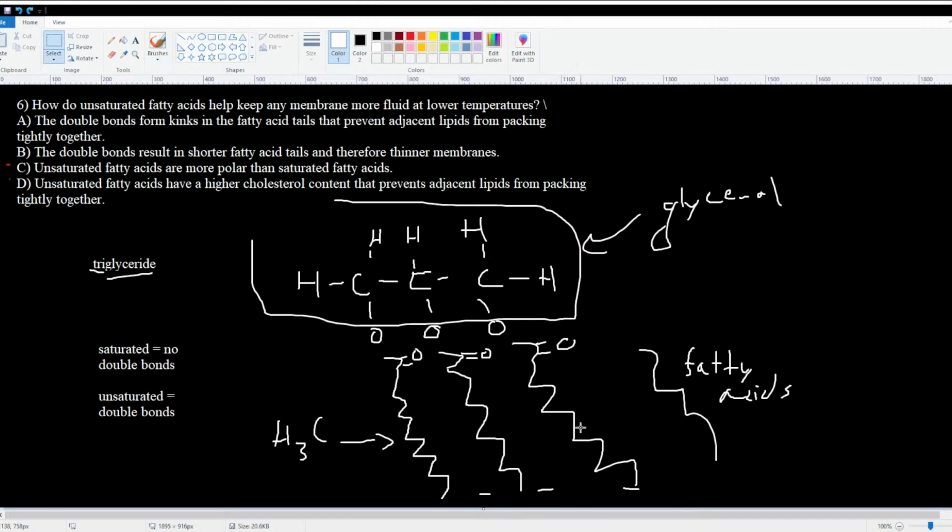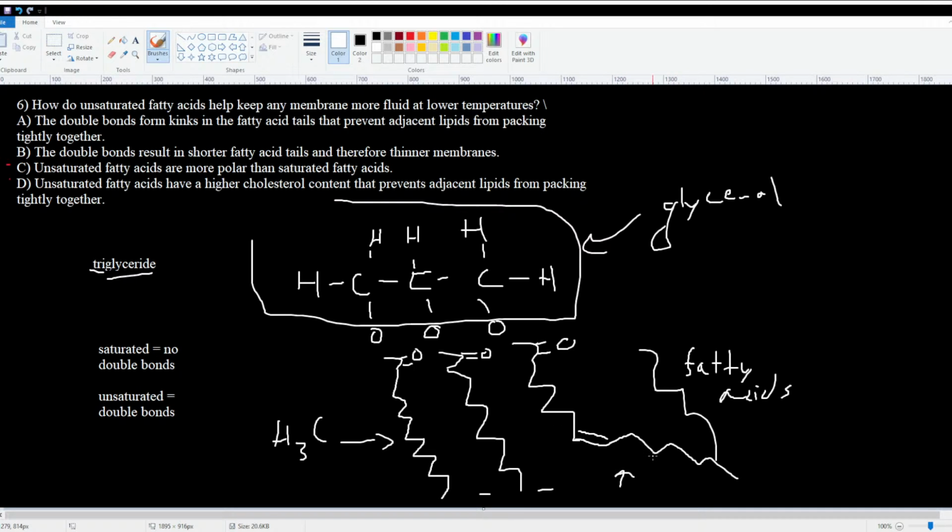So let's delete this a little bit. Let's draw it if it is unsaturated. So what does that look like? It looks like that. So now it's going out, and now we have this double bond right here. This double bond is creating a kink. This is going outward like this. So now that it's going outward like this, this fatty acid is therefore not going to be able to pack as tightly together with other fatty acids.